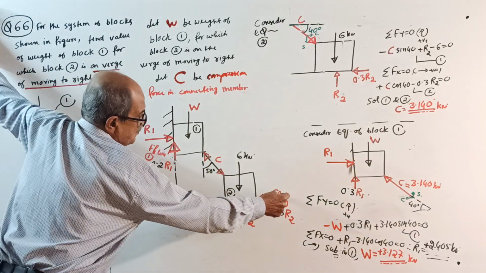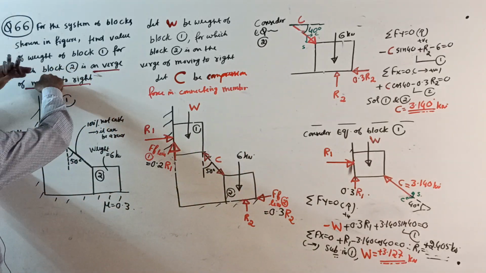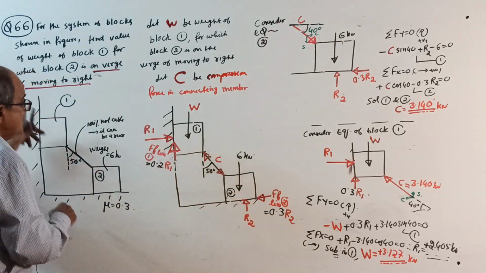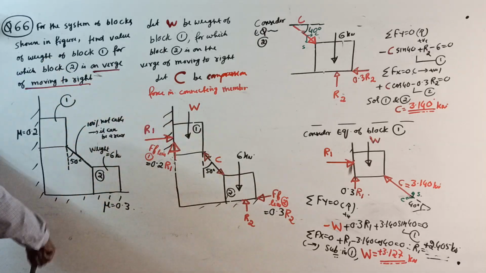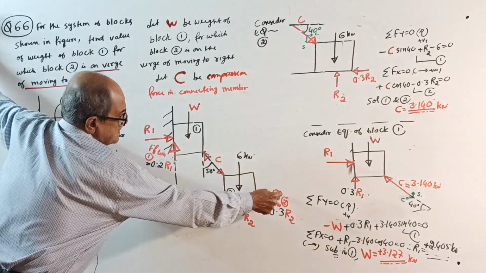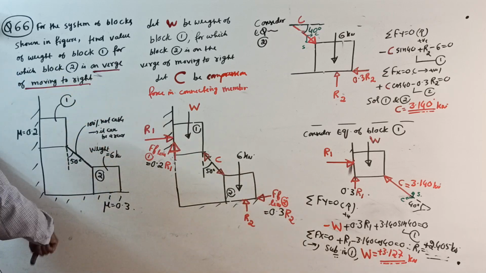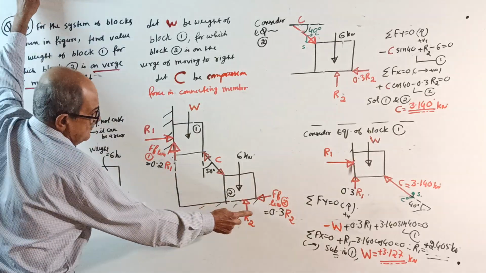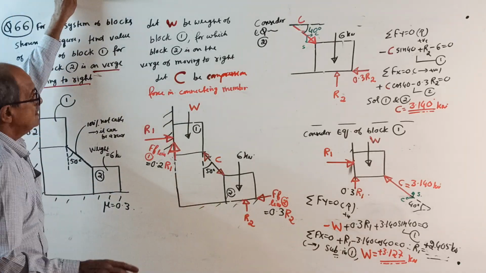Therefore, friction is left side. Due to this weight, when it is on the verge of moving to right side, this block is on the verge of coming down. So friction is up. When this moves to right side, friction is left side, and when that moves to right side, this will try to come down. So friction is up. This is 0.2 R1, that is 0.3 R2, because of coefficient. These statements you know.